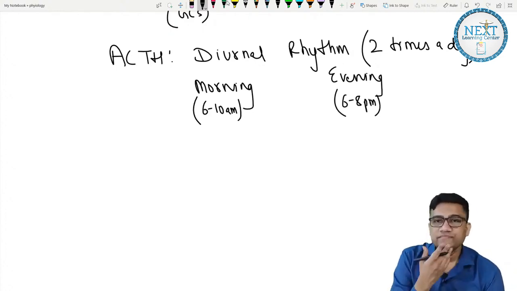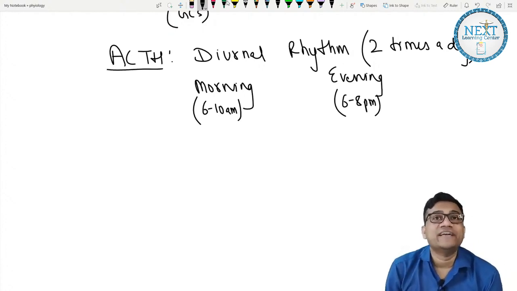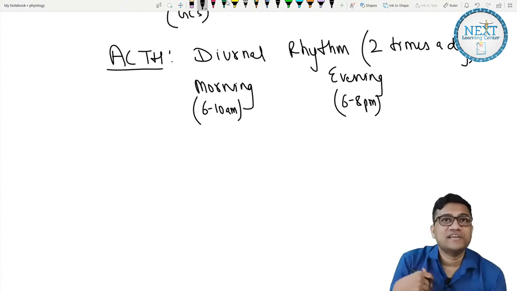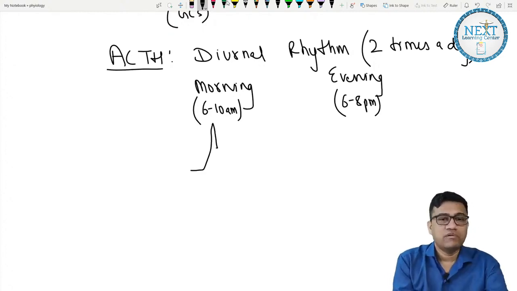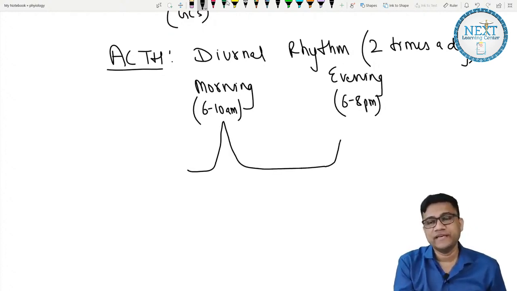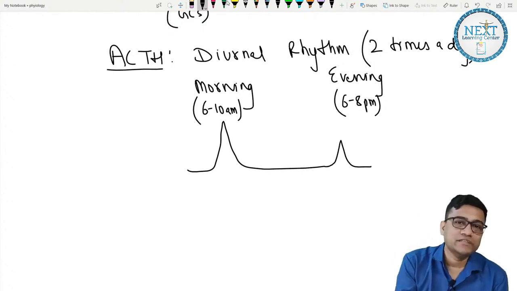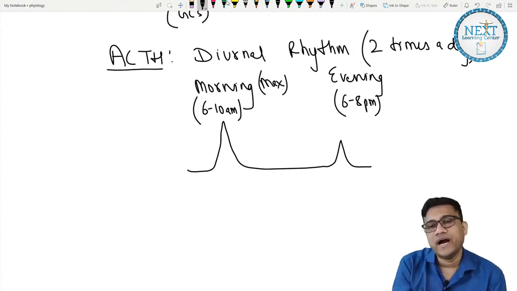So how to remember? When is stress maximum? Morning. Why? Getting up from the bed, brushing, getting ready. So stress is high. Plus mom comes and wakes you up. So maximum stress. Then it decreases and rises again in the evening. So the maximum is in the morning, the highest peak.